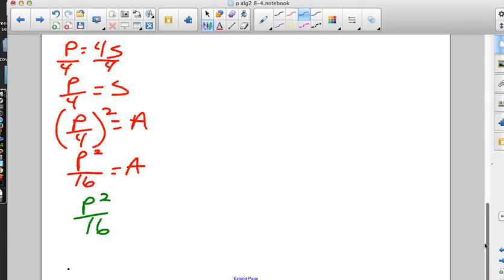That's our area. And now what we have to do is compare that to the perimeter, which is just p. But the whole reason that we put a p into the area formula was so that we wouldn't have s's and p when we were looking at this. We want to know, comparatively, how does this work? And to do that, you need one unit to compare it to.